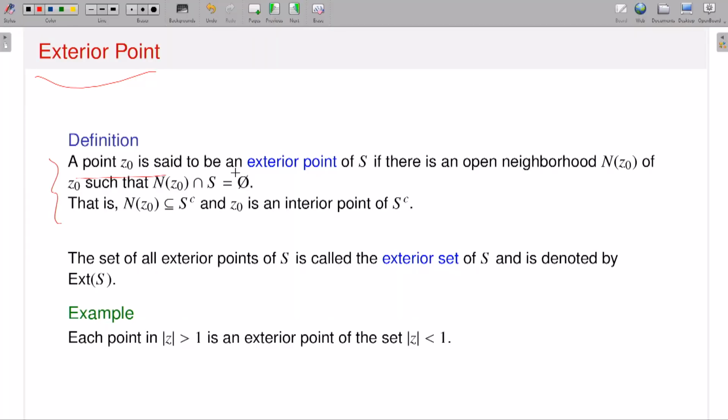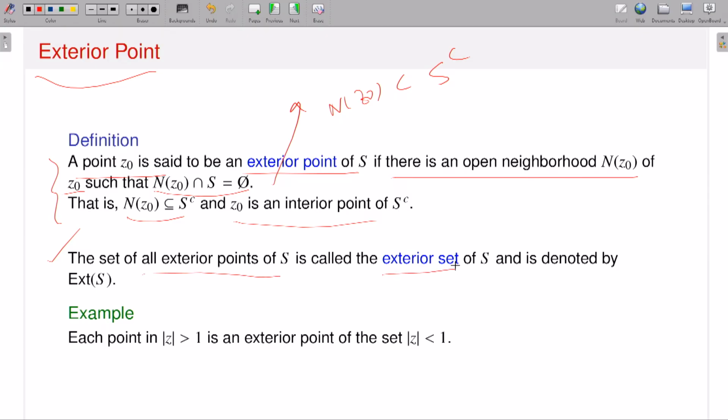A point Z0 is said to be an exterior point of the set if there is an open neighborhood of Z0 whose intersection with S is phi. This means that the neighborhood of Z0 is fully contained in S complement, and then I say that Z0 is an exterior point of S, or you can say that Z0 is an interior point of the S complement. Anyway, it's up to you. So Z0 is an exterior point of S if and only if Z0 is an interior point of the set S complement. Again, there is a notation. The set of all exterior points of S is called the exterior set of S, and it is denoted by EXT of S.